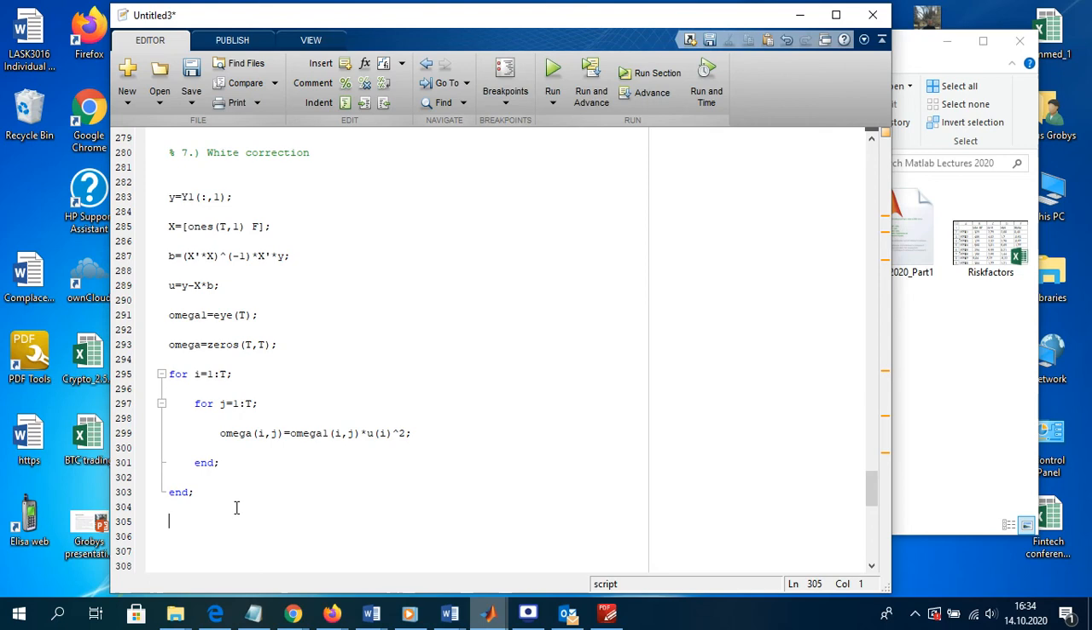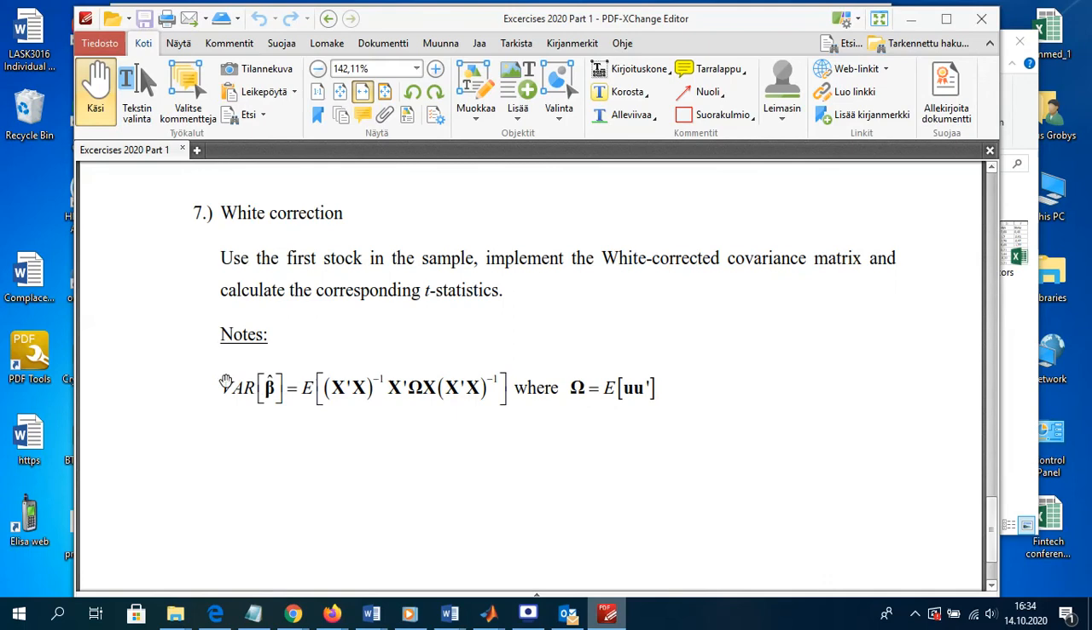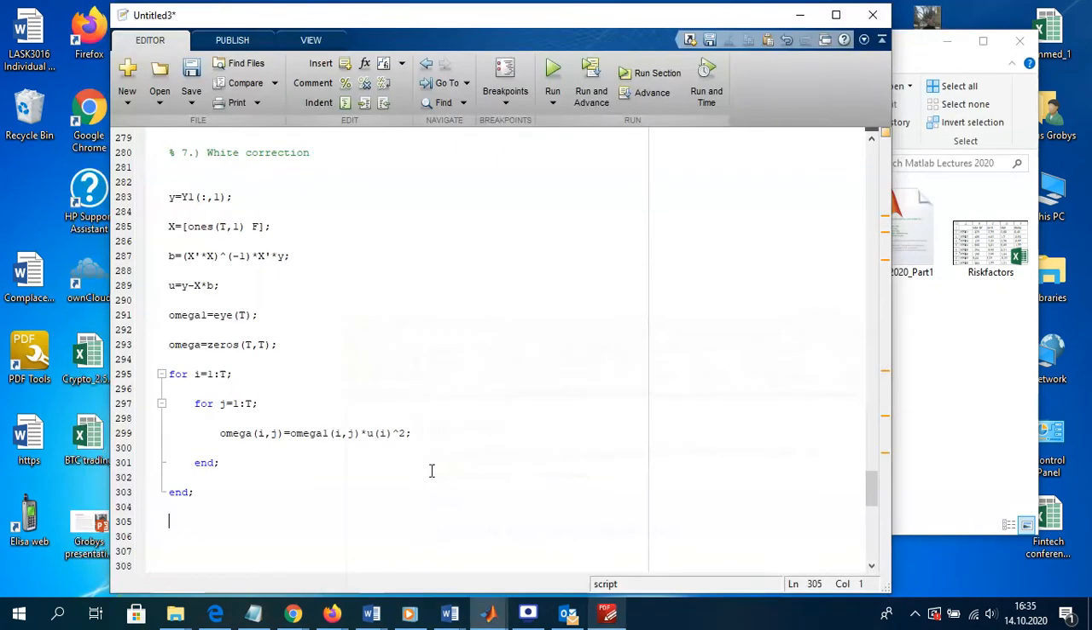So now we have to implement this nasty guy here. Yeah, this long one, because obviously, as we said in the lectures, we cannot simplify this, but we just have to plug it into MATLAB, and it does everything for you. So now we define the covariance of our point estimator beta as what?